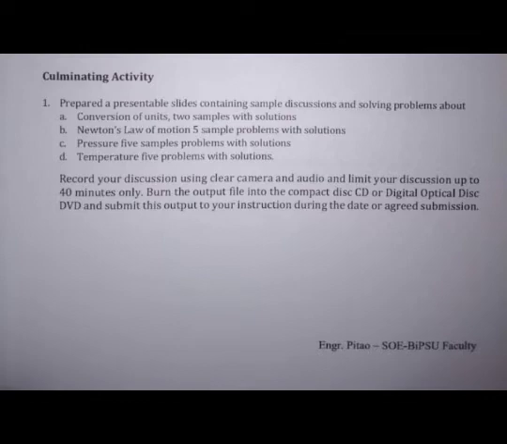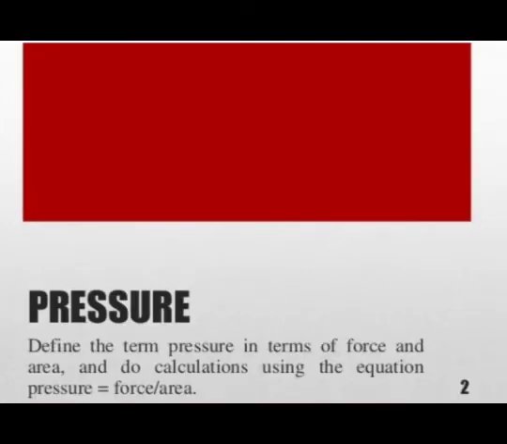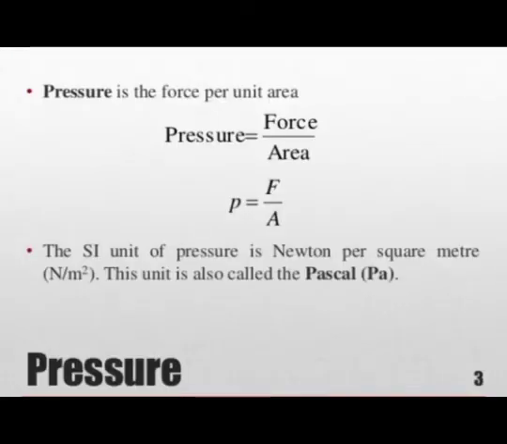5 sample problems with solutions. Pressure. Define the term pressure in terms of force and area, and do calculations using the equation pressure equals force over area. Pressure is the force per unit area, so pressure is equal to force over area, or P equals F over A. The SI unit of pressure is Newton per square meter, or N per meter squared. This unit is also called the Pascal or Pa.